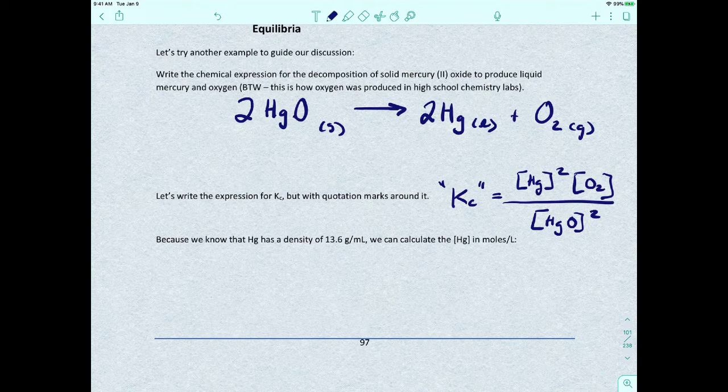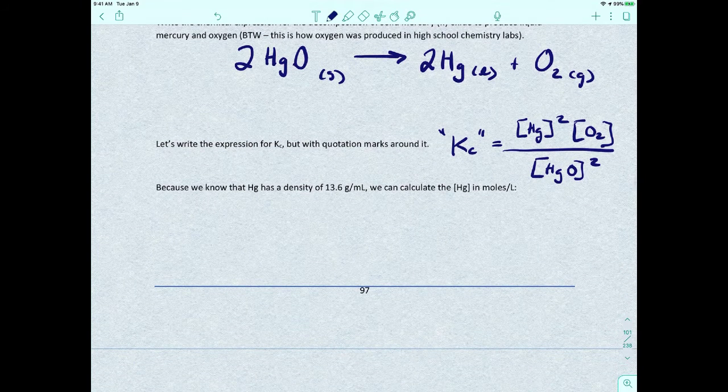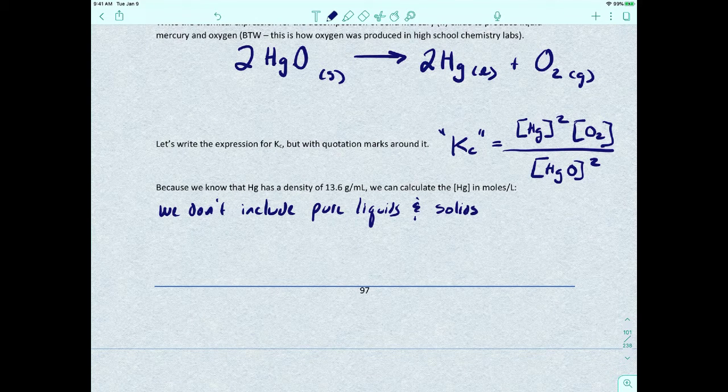Now, there is a problem, though. There is a problem with this. And the problem is that we don't include pure liquids and solids in equilibrium expressions. So we don't include pure liquids and solids in equilibrium expressions. And so that's the problem with this particular expression, and that's why we have quotation marks around Kc. But let's jump into this.